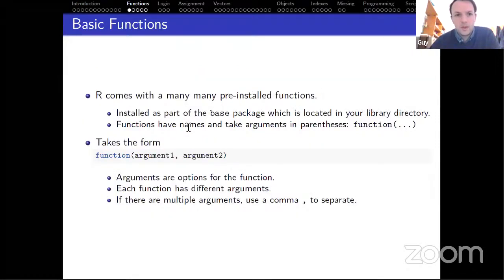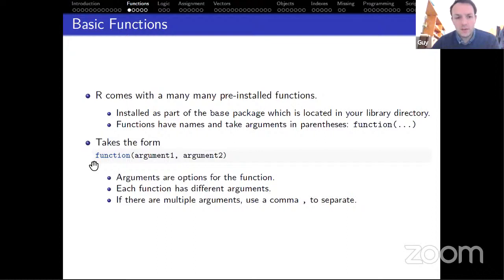Okay, so a little bit about functions. R comes with many pre-installed packages that contain the functions. I should probably be saying here: they are installed as part of the base package, located in the library directory. The functions have names, so every function has a different name, and they all take arguments within the parentheses, right?